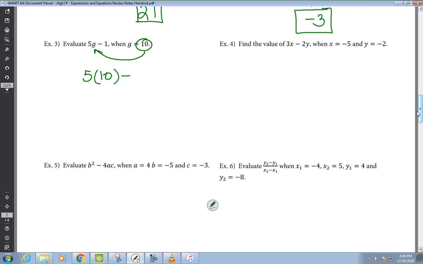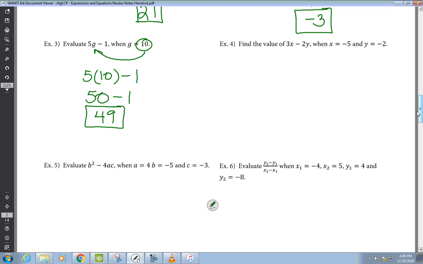times 10 minus 1. A number next to a variable means multiplication. So 5 times 10 is 50. 50 minus 1 is 49. That finishes off the problem.